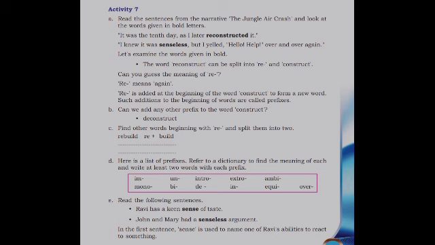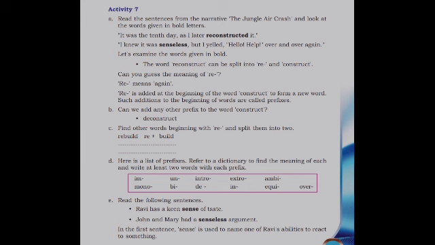The first one, the word reconstruct. Children, we can split reconstruct into two: re plus construct. Here, the meaning of re is again, and re is added at the beginning of the word construct to form a new word.